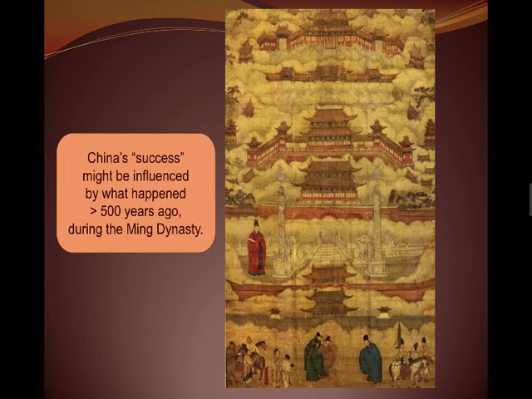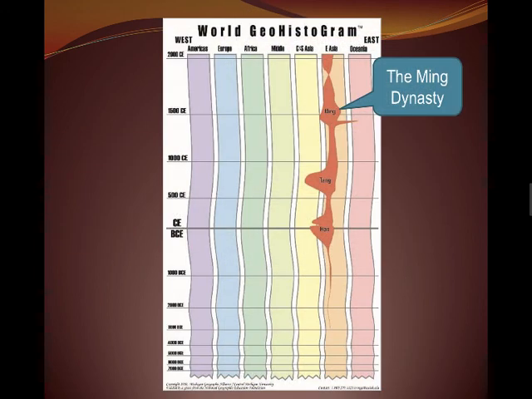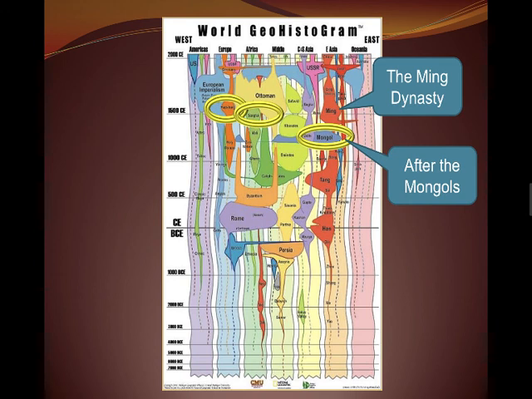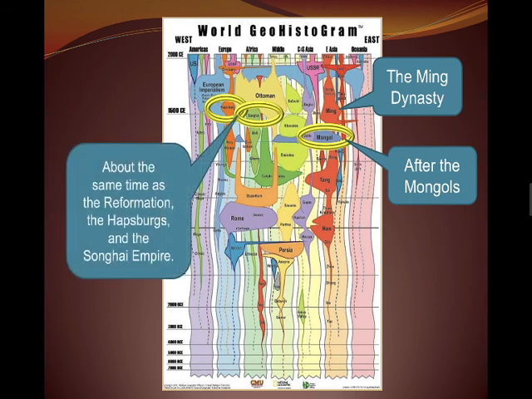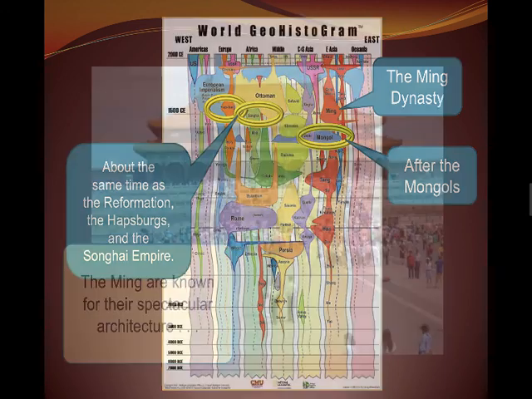And that's kind of a context for what's going on over there. And I suggest that some of China's success might be influenced by what happened 500 years ago during the Ming Dynasty. That gives us another reason to look at Ming China. So on the geohistogram, the Ming Dynasty is off on the east end of the diagram, and it's about 1500, which means it's after the Mongols. It's roughly the same time as the Habsburgs, the Reformation, the Songhai Empire in West Africa.